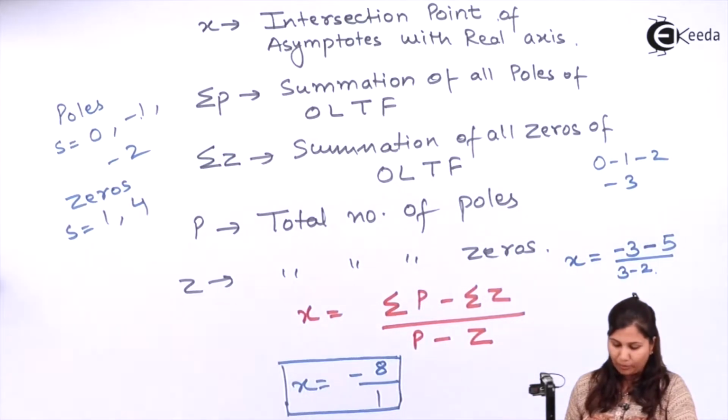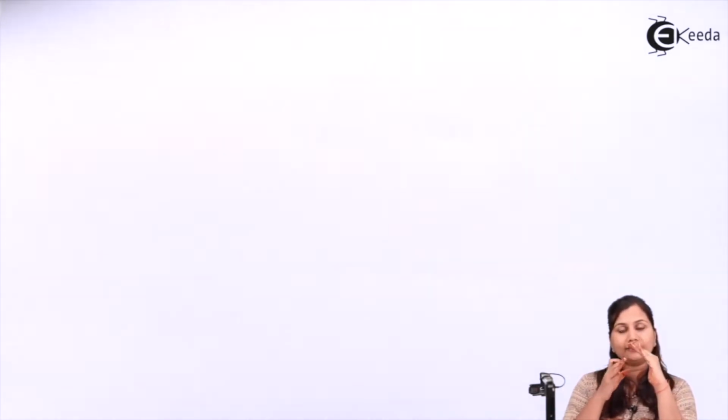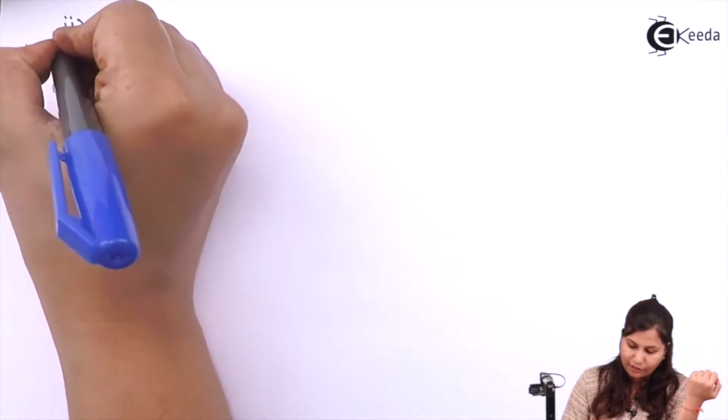Now the second point in this is the angle of asymptotes. When the asymptote is intersecting the real axis, it will be forming some angle with the real axis. So how are we going to determine that angle of the asymptotes? So our second point is the angle of asymptotes.